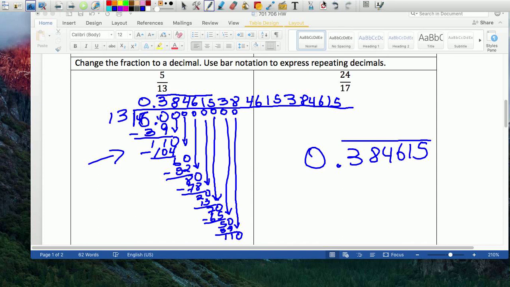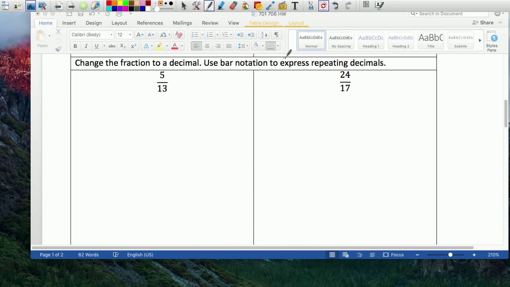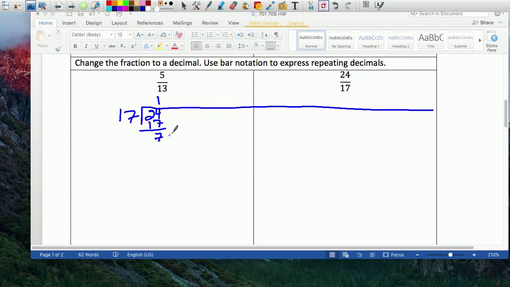The other one, I don't even want to do it because it's 20. I guess I'll just show you. Because it was so long, I stopped. I gave up on it. But I'll do it. So it's 24 divided by 17. I'm going to make this super long. I'm going to have enough room at the bottom, but let's give it a try. So 17 goes into 24 one time. 7 left over, so we want to continue.